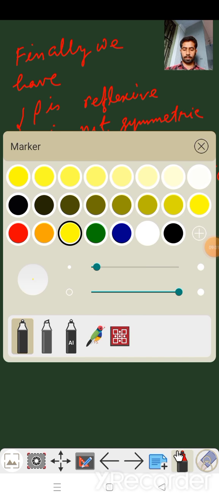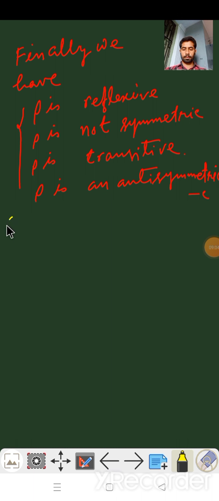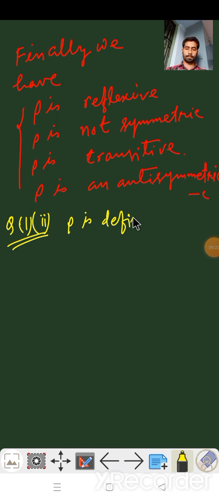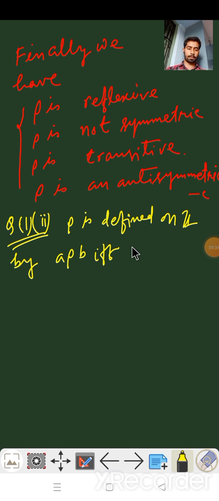Now, in the next question, question number 2 of question 1, I will determine the nature of the relation rho, where rho is defined on Z by: A is related to B if and only if AB is greater than or equal to 0.